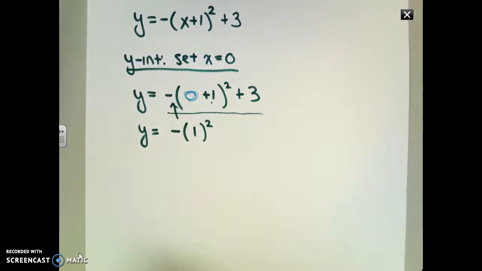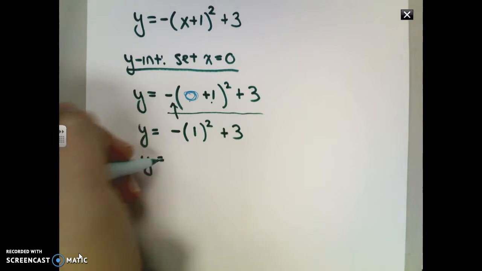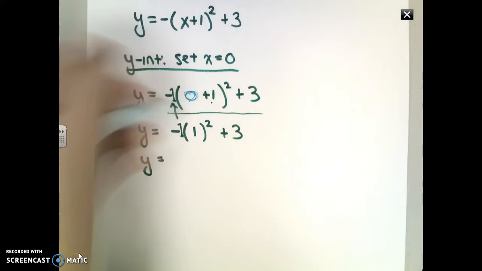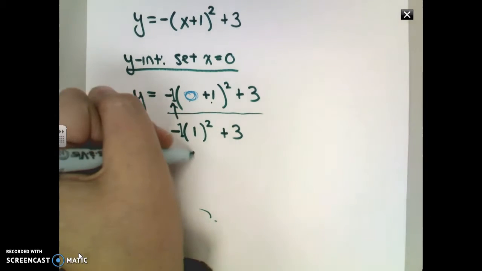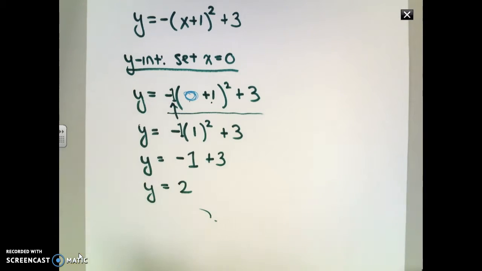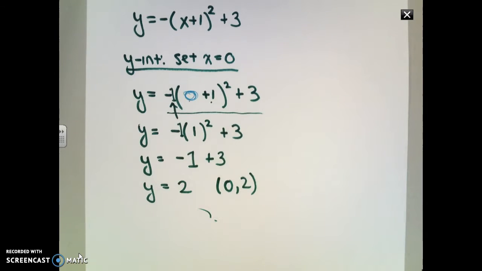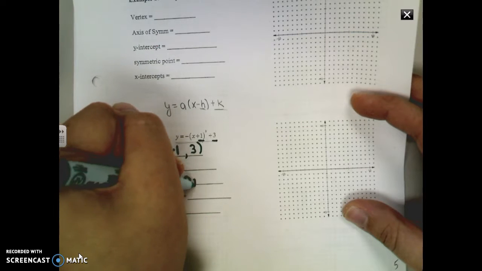I'm squaring the 1, not the negative. But then once I square it, I have to apply the negative sign to it, because this is really like putting a -1 in front of it. So 1 squared is indeed 1, but -1 times 1 is -1. And so my y-intercept here is actually going to be a 2. 0, 2 to be precise. So once we have that, let's write that down on our paper. 0, 2.